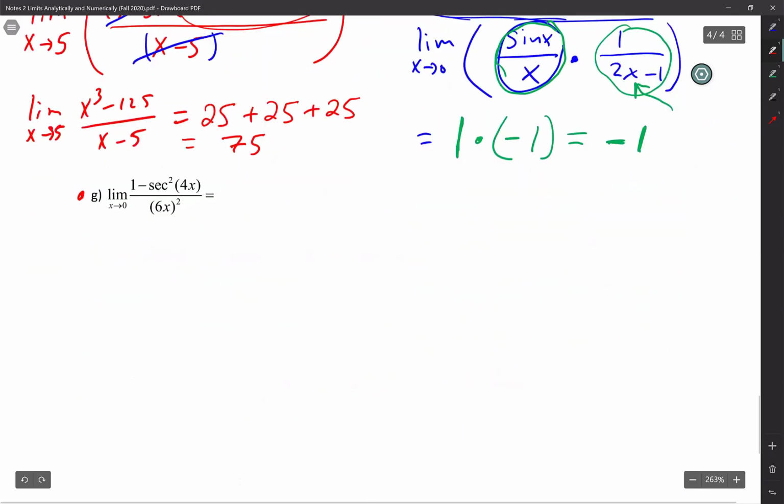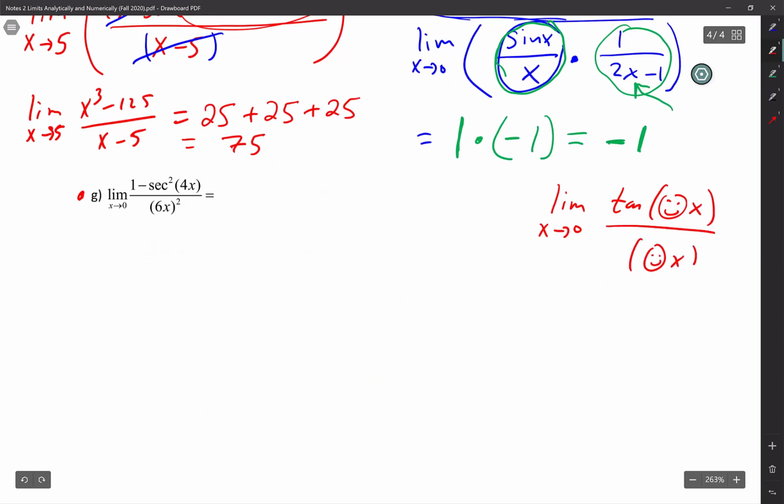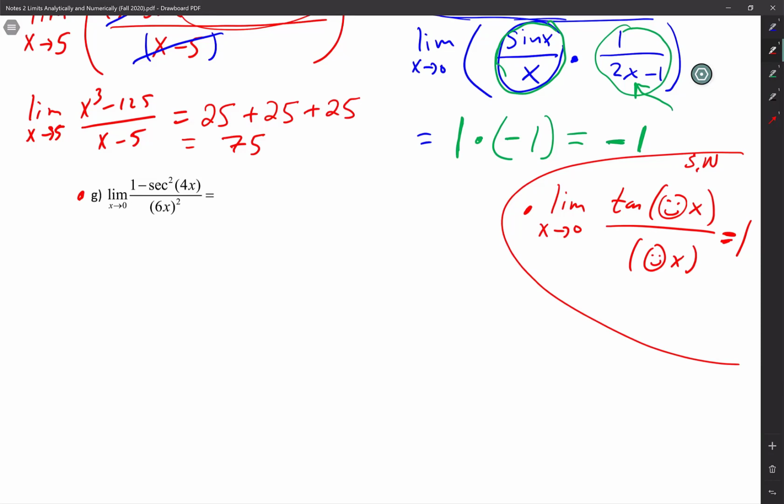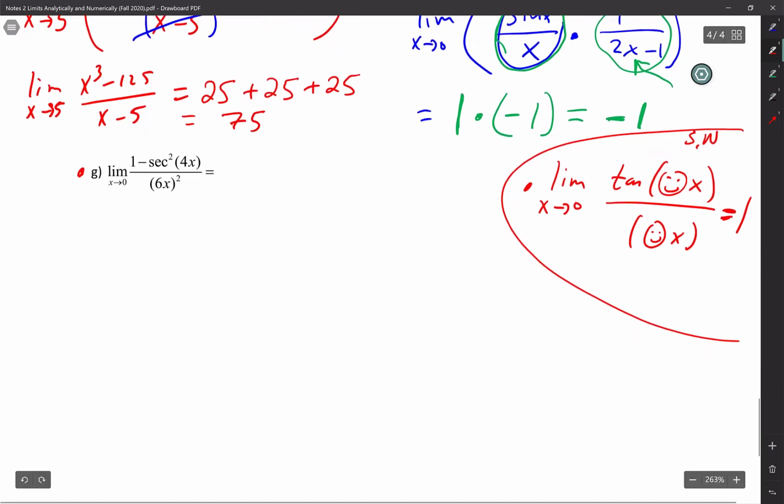So I'm going to rewrite it over here, just like the sine x over x. Limit as x approaches 0 of tan happy face x over happy face x equals 1. Always, always, always. You can also say the reciprocal as well. So put that as a side note.